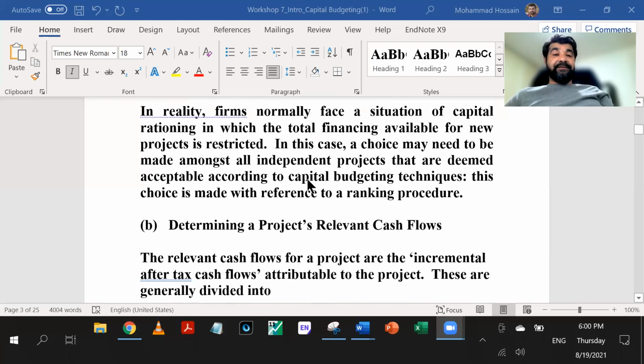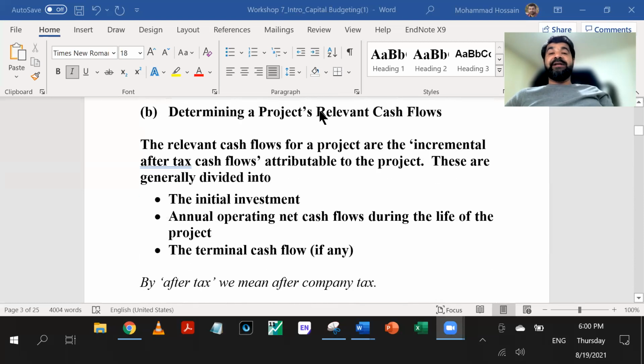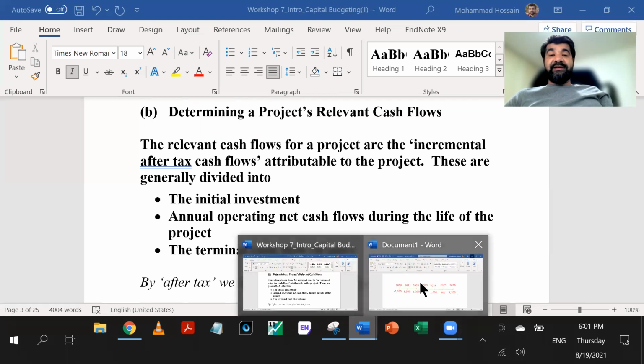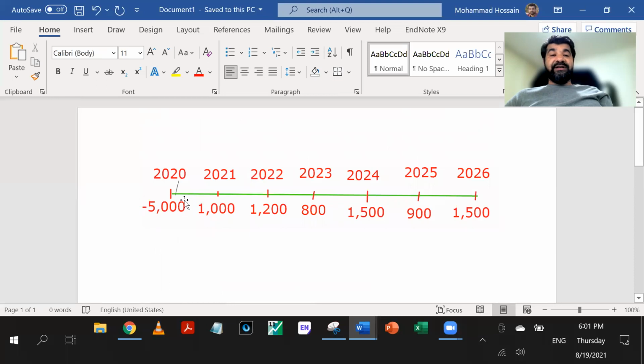All right. Determining a project's relevant cash flows. How do you determine the relevant cash flows? Like this says here, the relevant cash flows for a project are the incremental after-tax cash flows attributable to the project. These are generally divided into initial investment. I already showed you the initial investment. What does it mean by this? This one, that's the 5,000 initial investment.